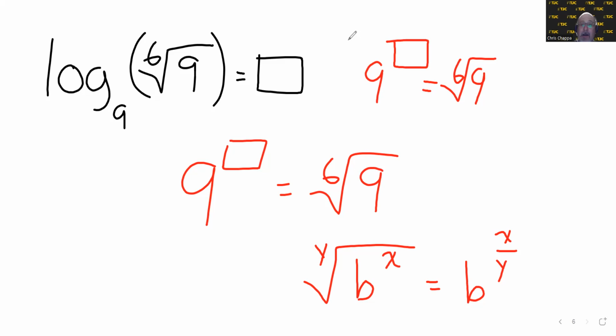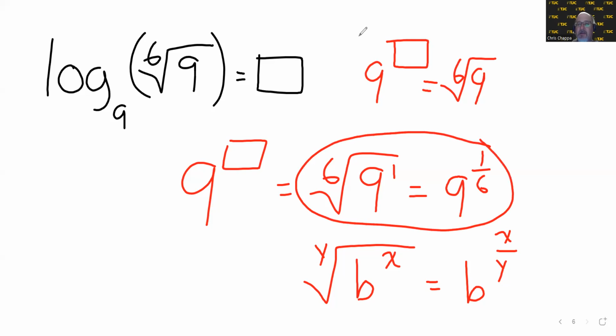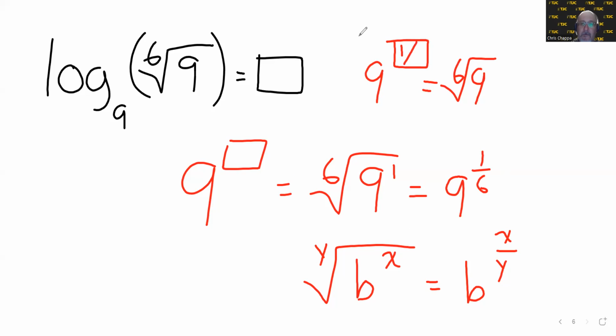But we also need to be able to see a power on the base. There is no power on this 9, except there is. What power is there when you can't see it? First power. So how can we rewrite the 6th root of 9 to the first power? Well, think about the division problem right here. 1 divided by 6. Well, 1 divided by 6 is the same as 1 over 6. So the power that turns 9 into the 6th root of 9 is the 1/6 power. And so the answer to our logarithm is 1/6.